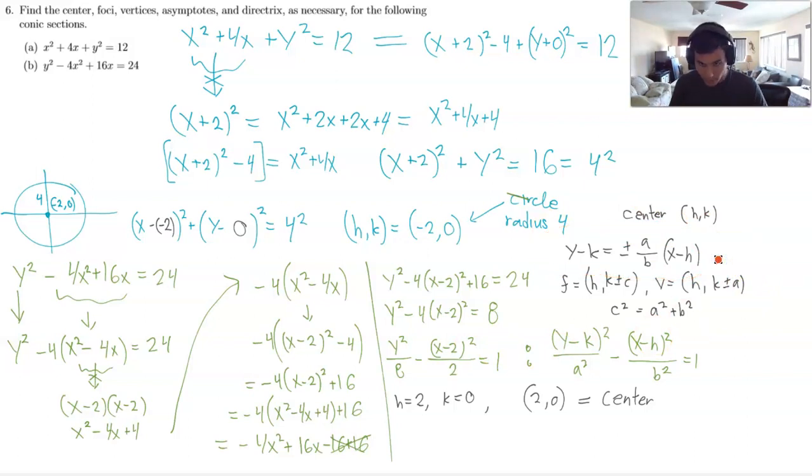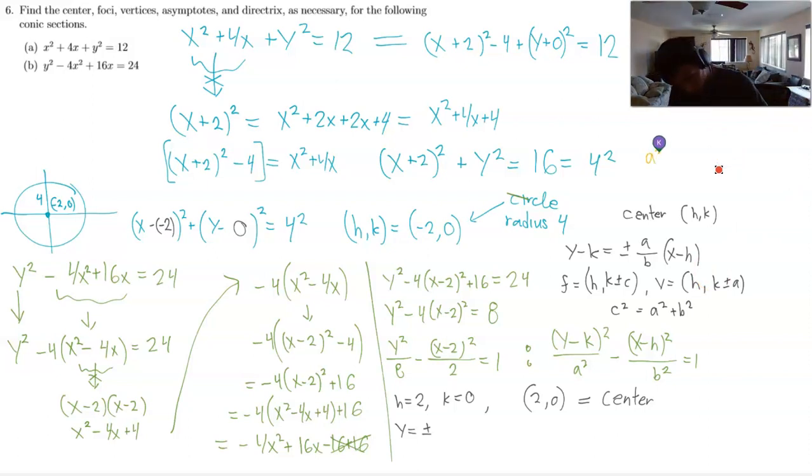What else? Well, we want to find this guy, so let's fill in the gaps. y minus k is y minus 0, so y is simply equal to plus or minus a over b. Now remember, this is a squared, b squared. So what is our a in this case? a squared is equal to 8, so a is equal to square root 8. And b squared is equal to 2, so b is equal to root 2.